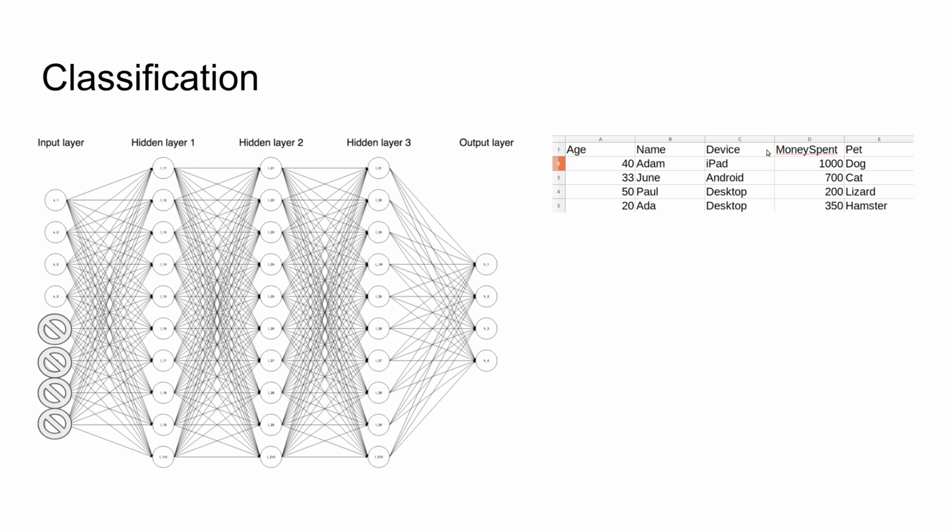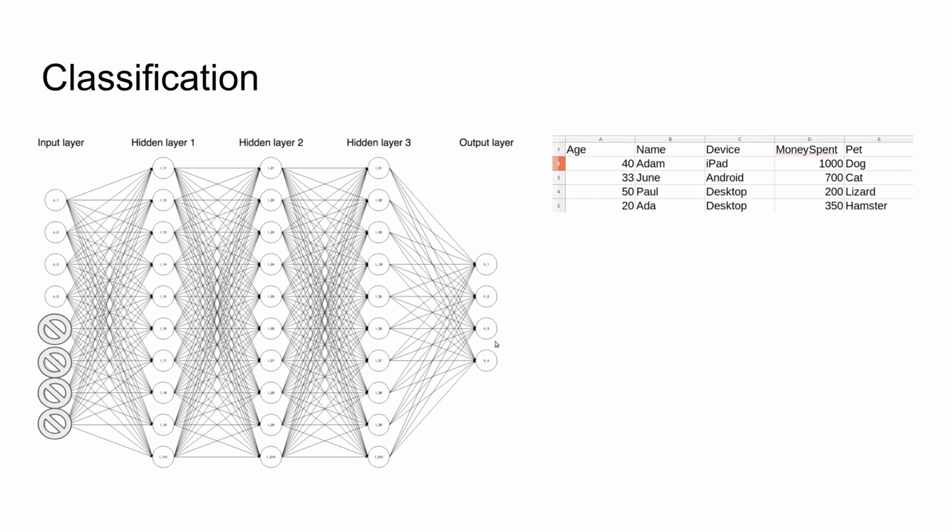It's a feature that we use as input. So here we input all our features in the input layer. And in the output layer, instead, what we have is a label called pet. So we're going to predict what pet these users have. So it's going to be a cat, dog, lizard, or a hamster.